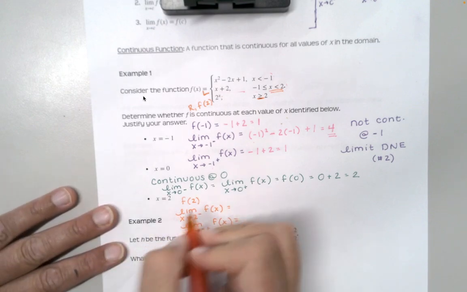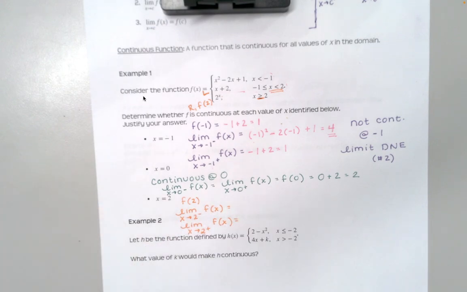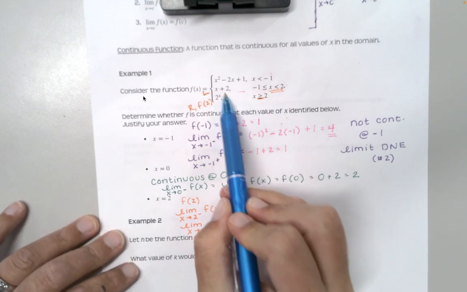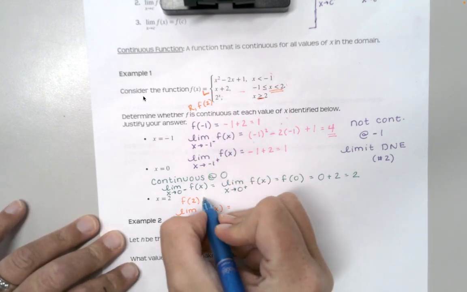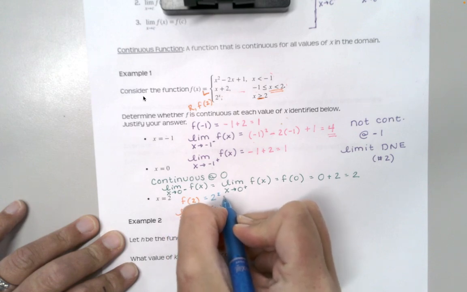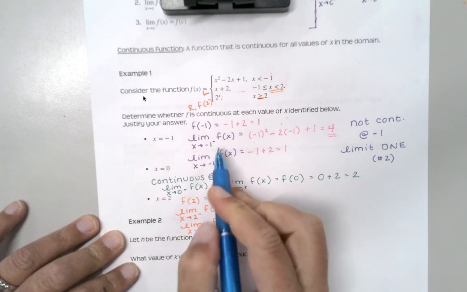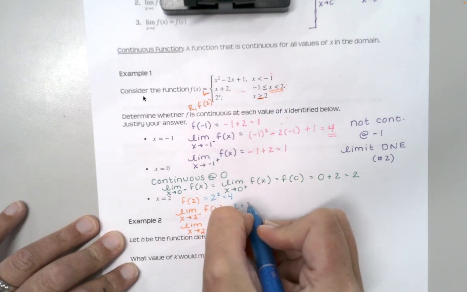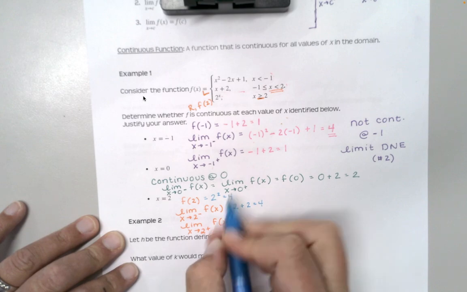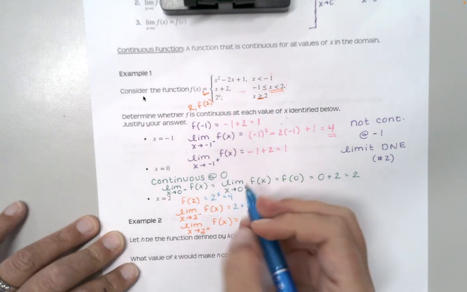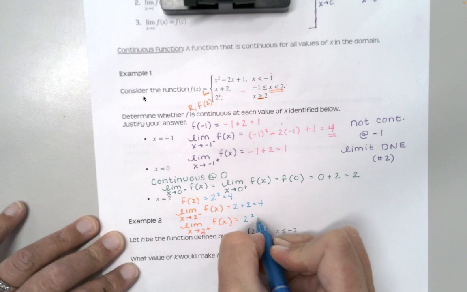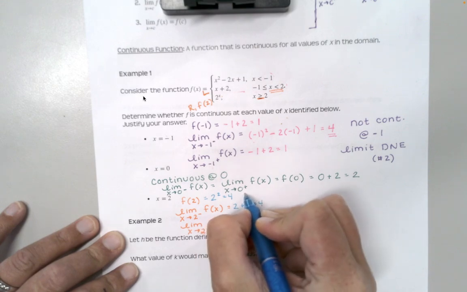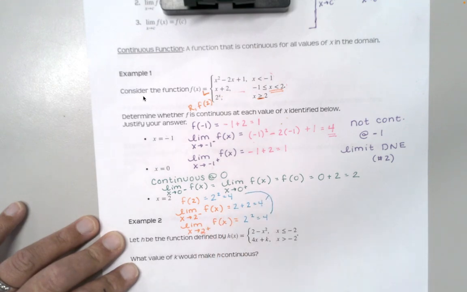So f of 2, let's see, I dropped my colors here. Trying to make it so it's easier to see. F of 2, I'm pulling from this guy. So I would go 2 to the second power, which is 4. Limit from the left, I said I was pulling from here, so that's 2 plus 2, which is 4. And then limit from the right, I'm also using the 2 to the x, so that's 2 squared, which is 4. And hey, look, they're all the same. Okay, all three of these are the same.